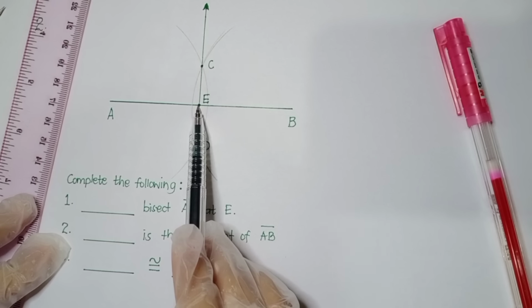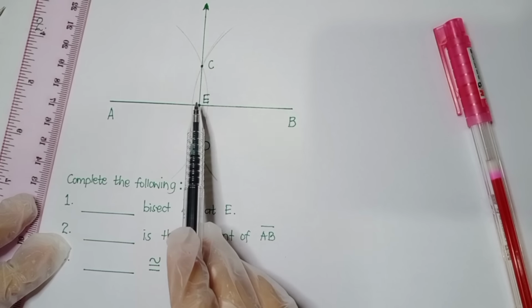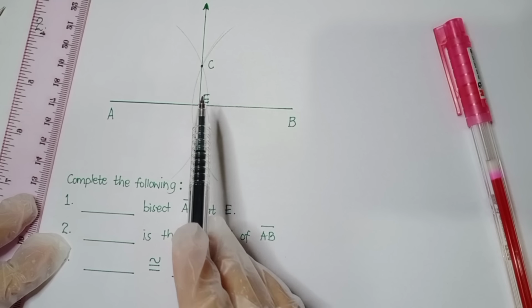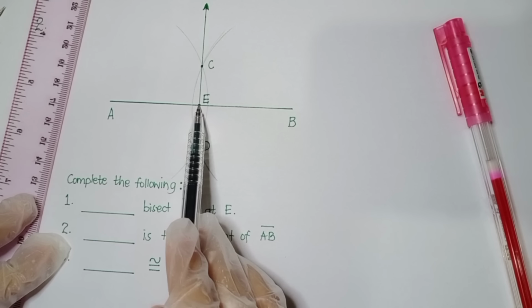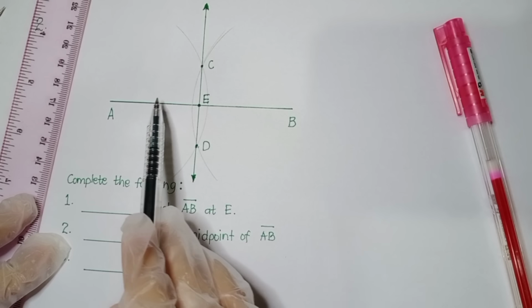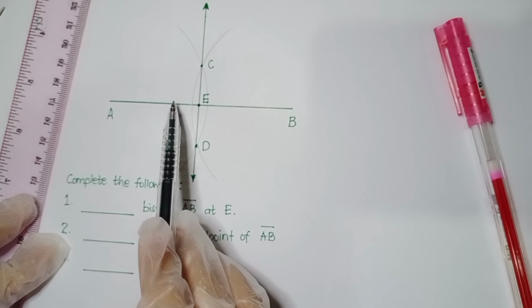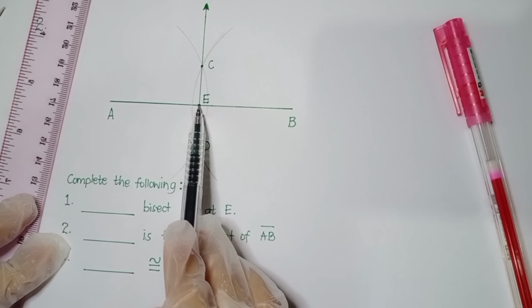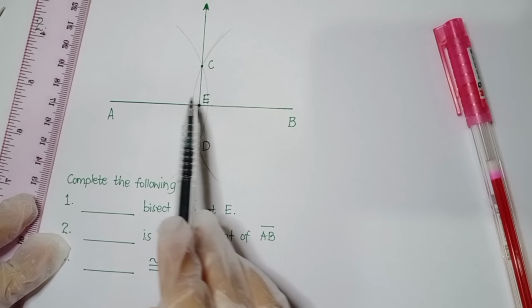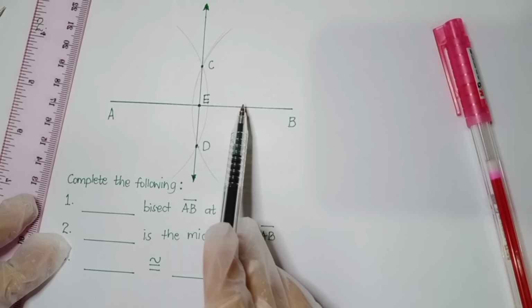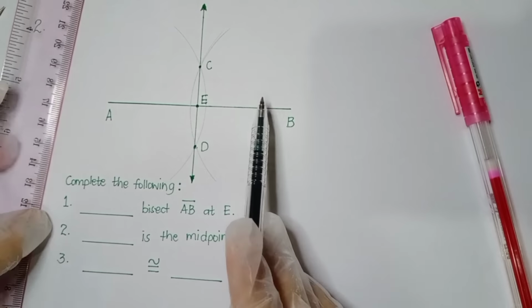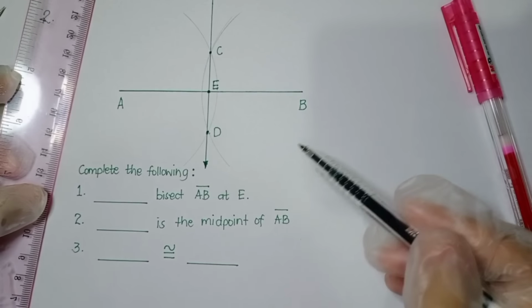So, hindi lang siya basta perpendicular. Perpendicular bisector po siya. Why? Kasi ang tinamaan niya yung midpoint. Pag sinabing midpoint, siya yung pinakagitna. So, therefore, itong dalawa, equal to. So, ang midpoint, hinahati niya itong segment into two congruent parts. Okay? So, we now have this construction.